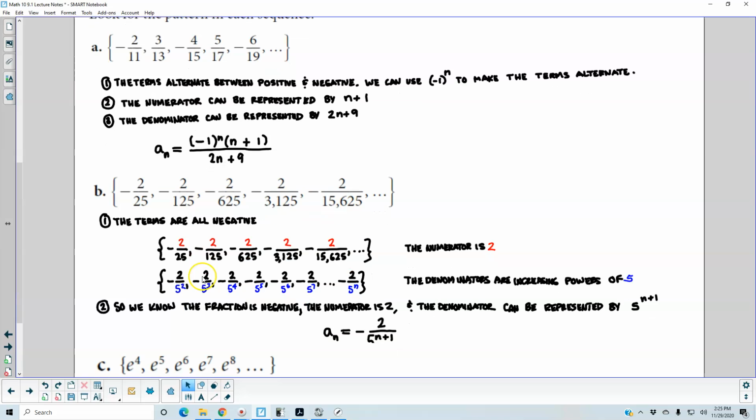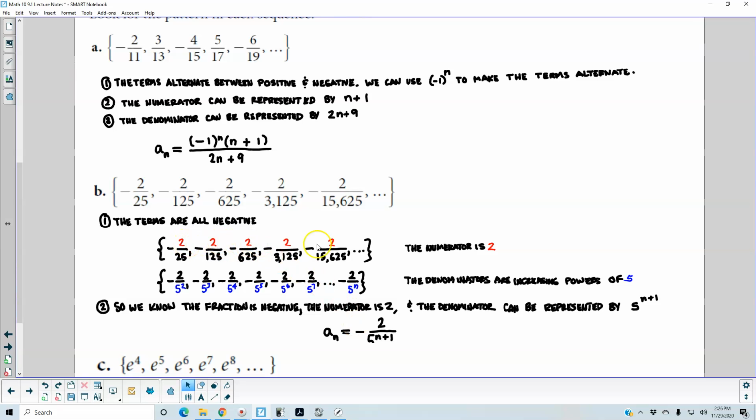In part B, we have negative 2 over 25 for the first term, negative 2 over 125, negative 2 over 625, negative 2 over 3,125, and negative 2 over 15,625. Now the terms are all negative, so it's not an alternating sequence. Therefore we know it's always going to be negative, so the negative is going to be fixed.